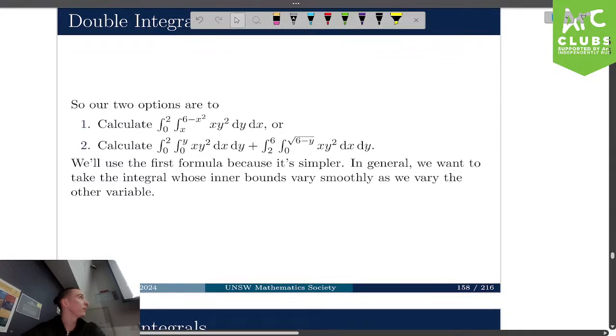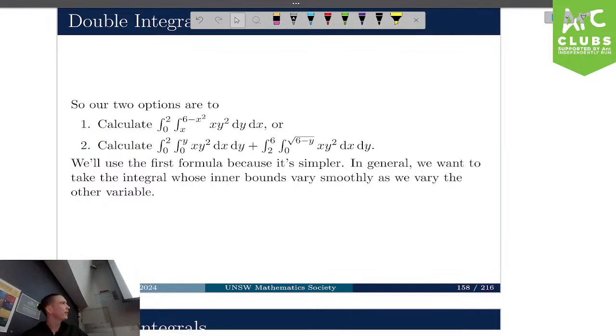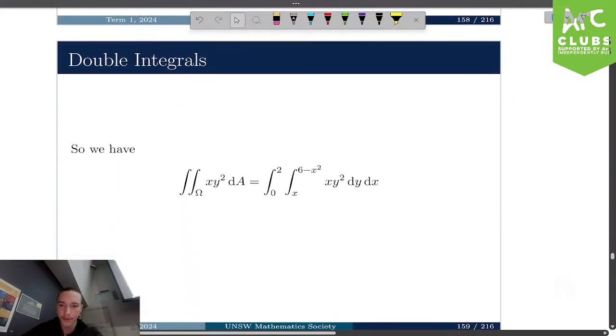So yeah, it's much simpler. I'm sure you all agree. It's much simpler, and we don't get square roots in the bounds as well. Like this has square roots and it's two integrals. That's an absolutely horrific choice right there.